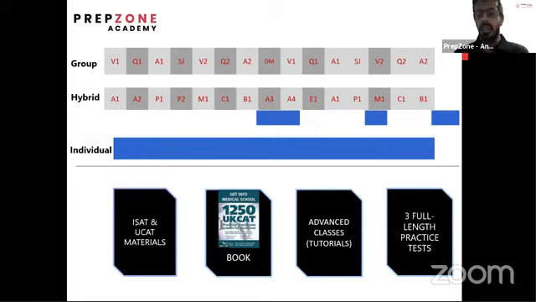For UCAT, there are materials available outside. But when you join us, you get the materials. I would say don't go buy anything. Everything will be provided.